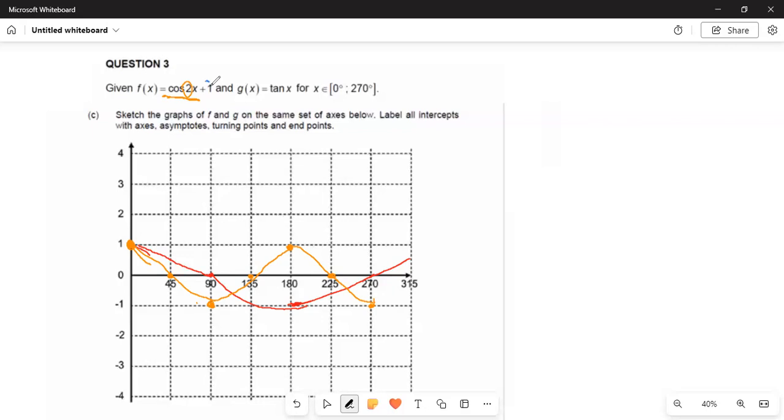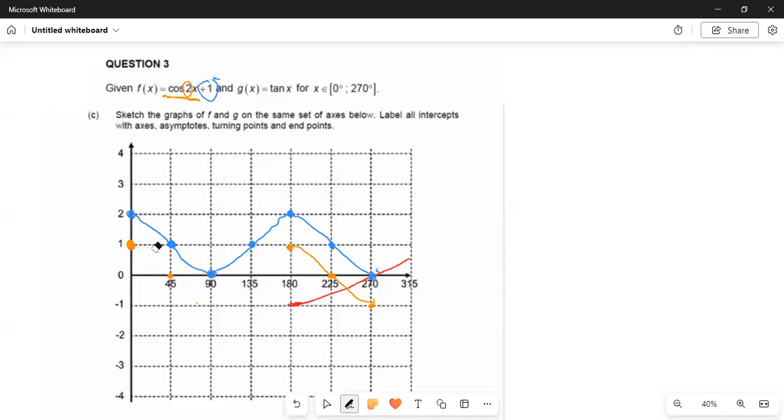Then we get a +1. Everything must go up by 1 point. Everything must go up 1 point, again and again. So this then represents the actual f of x. The blue graph represents our f of x.